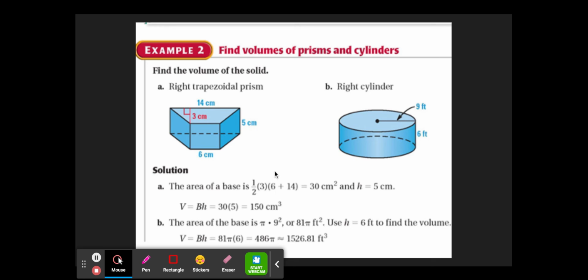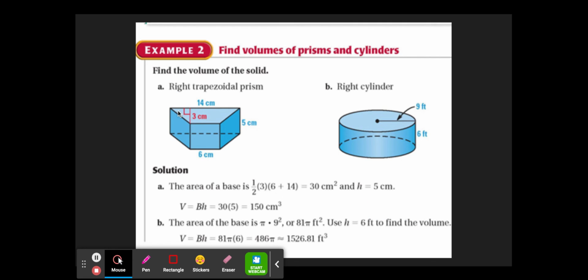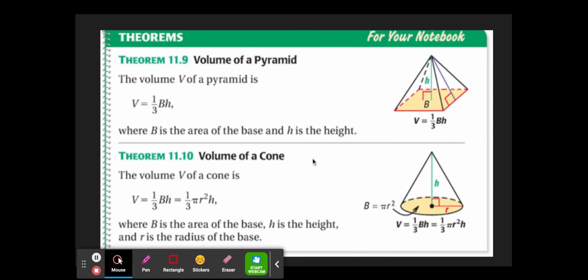All right, so here are some examples. Prism. I like this one because it's a trapezoid. We're so used to dealing with prisms that look more like this. I go, hey look, you just need to find the area of this, find the average of the bases. So 14 plus 6 is 20, divided by 2 is 10. 10 times the height of this thing, which is 3, that's 30. And then the actual depth of the prism is 5, so 30 times 5.